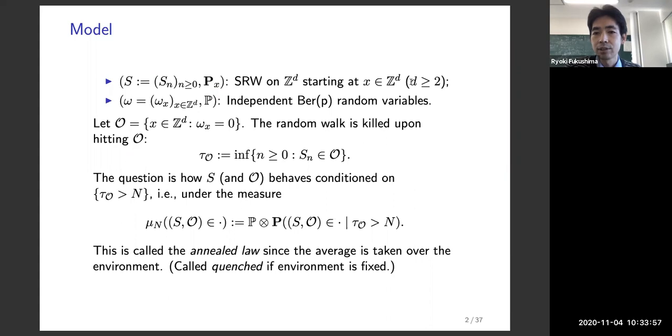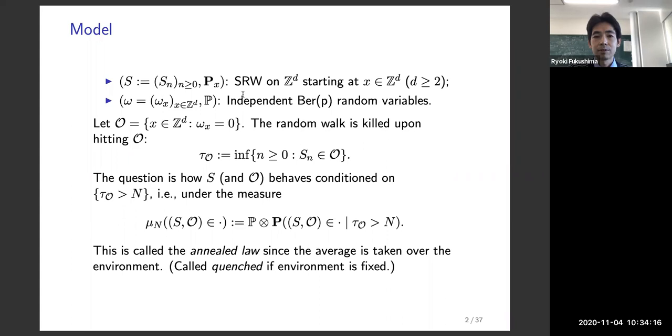Throughout this talk, I assume that the space dimension is bigger than or equal to 2. There is a one-dimensional problem, but it is very close to trivial. It's not entirely trivial, but it's much easier than the higher-dimensional case. So this is our process.